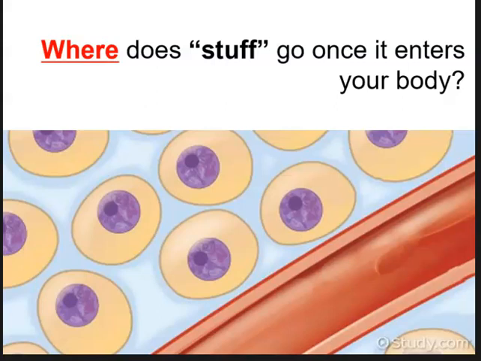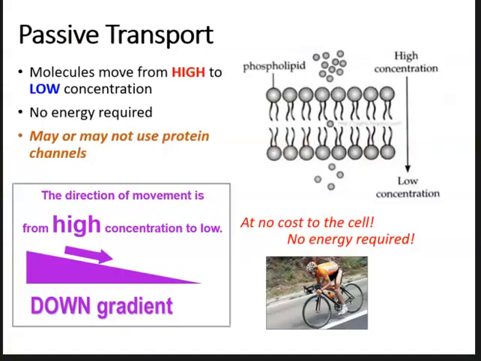And how does it enter? So we have different types of transport. The first type of transport we're going to talk about is passive transport. Passive transport is when we have molecules that move from an area of high concentration to an area of low concentration.